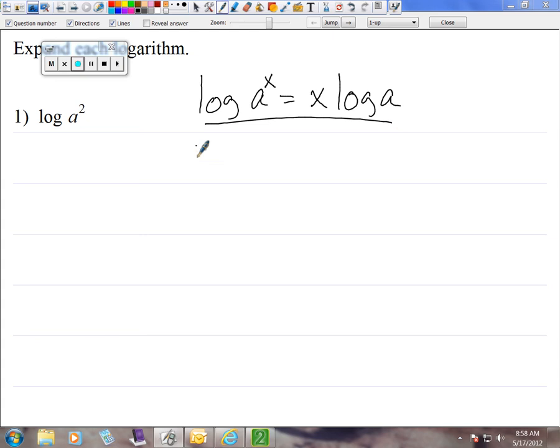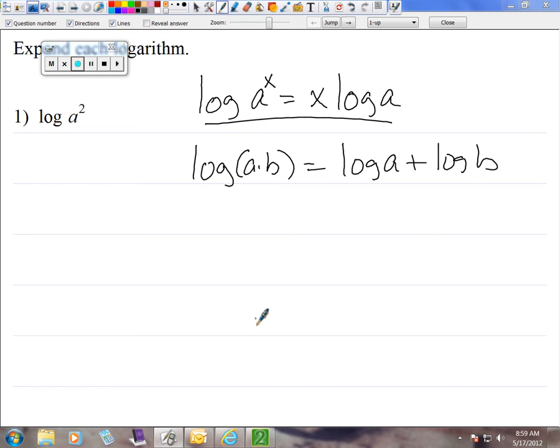Your second one, log of a times b, is the same as the sum of those two logs. And you're going to have to learn to go back and forth from one side to the other, be able to change them. This is called expanded form. This is called simplified. This is expanding it. Same thing here. And then the last one is the log of division.